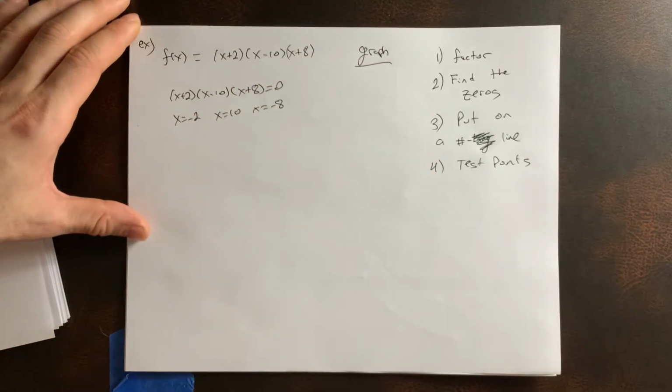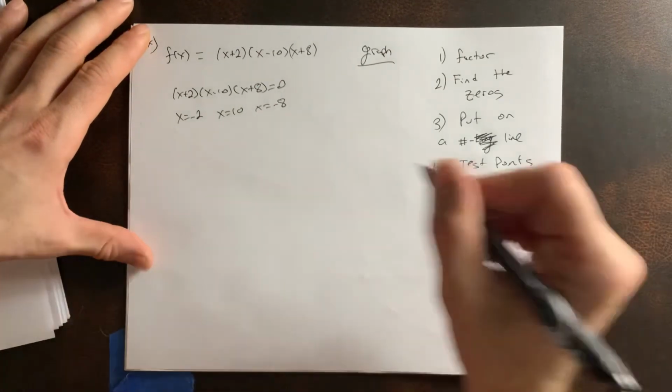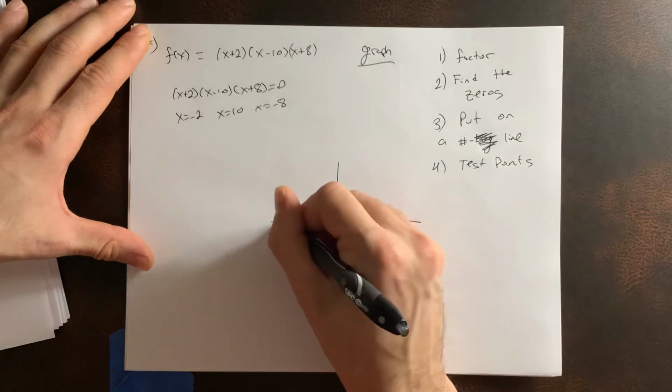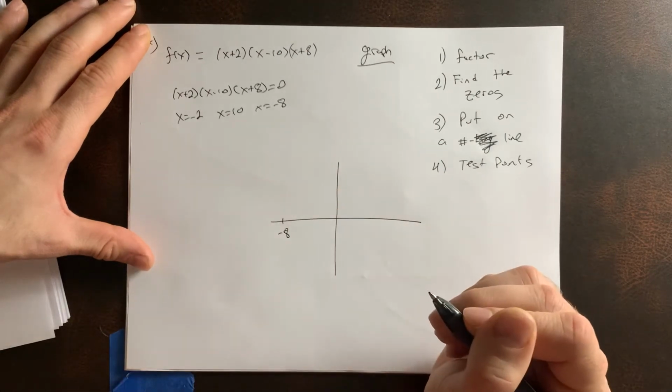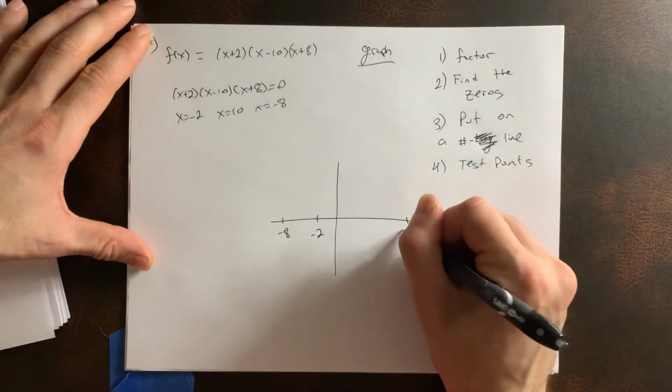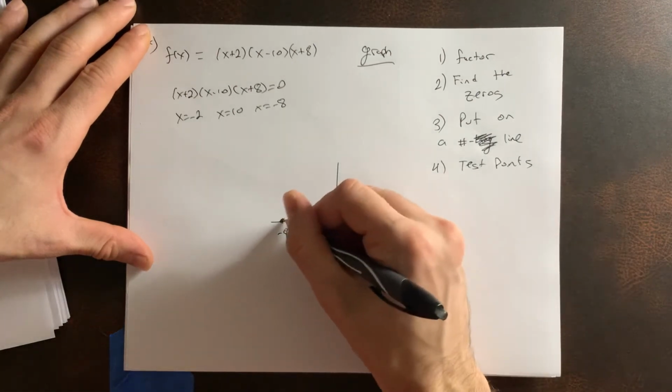So now let's put this onto a number line. Also, we want to put them onto a graph. Let's do that both at the same time. So here's a graph. Let's put these points on. Here's minus 8, here is -2, and here 10. And on the graph, no matter what, we're putting closed circles here.